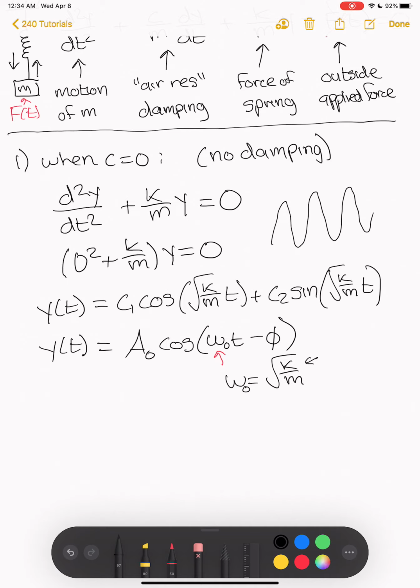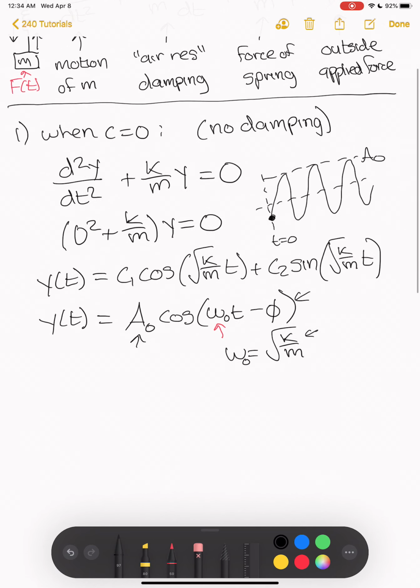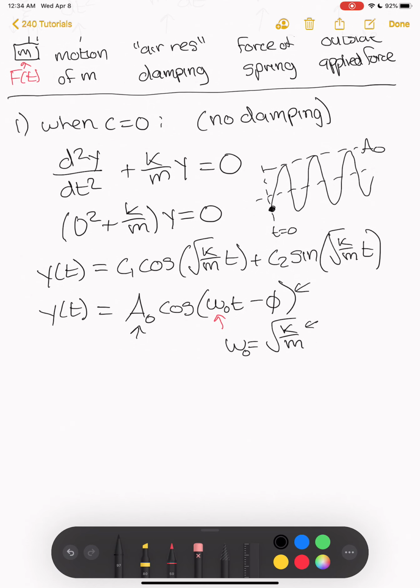And then if you want to know where this A naught and this phi came from, you can look in the textbook. A naught is the maximum amplitude it reaches. And then phi is, if you're starting at t equals 0, this sort of phase shift. So you don't start perfectly in line with your oscillations. You start a little below or above. That's just what phi means. So this is the case where you have no damping.